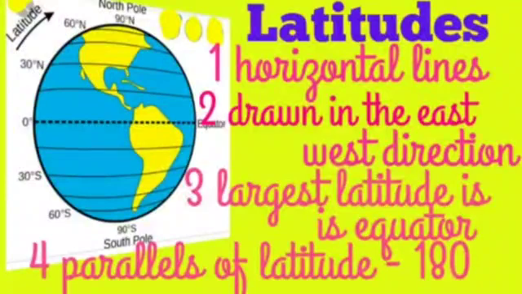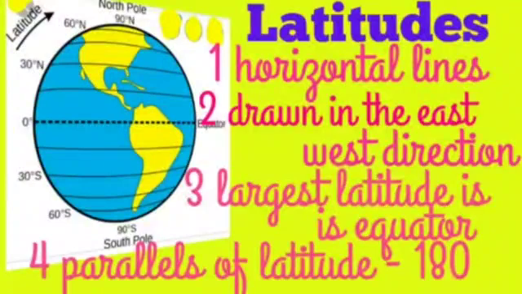Children, latitudes are drawn in the east-west direction between the 2 poles. Which 2 poles? North pole and south pole. And they run parallel to the equator. This equator is the imaginary line that divides the earth into 2 hemispheres. Which 2 hemispheres? First is the northern hemisphere, second is the southern hemisphere. As these lines are drawn parallel to the equator, they are called parallels of latitude.